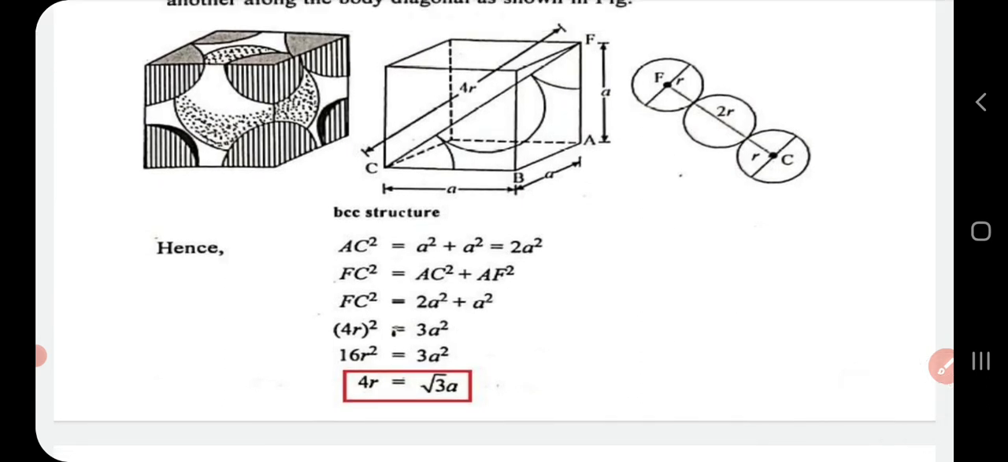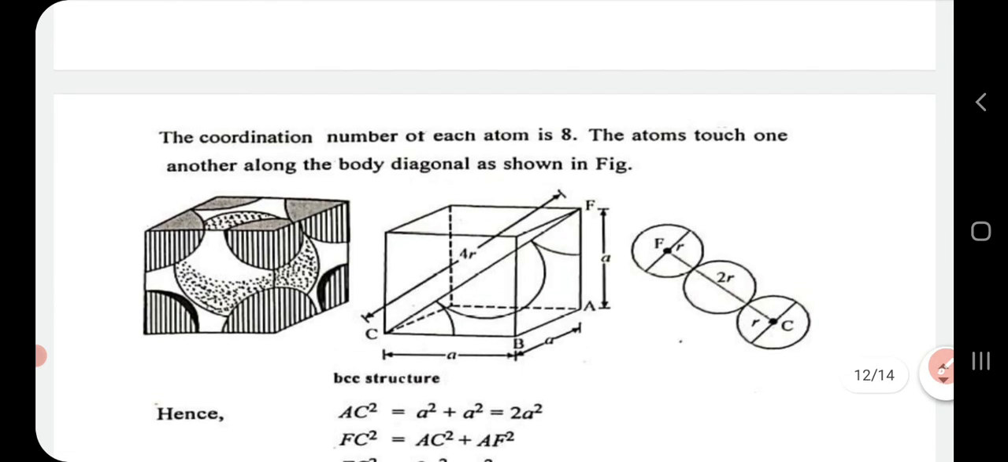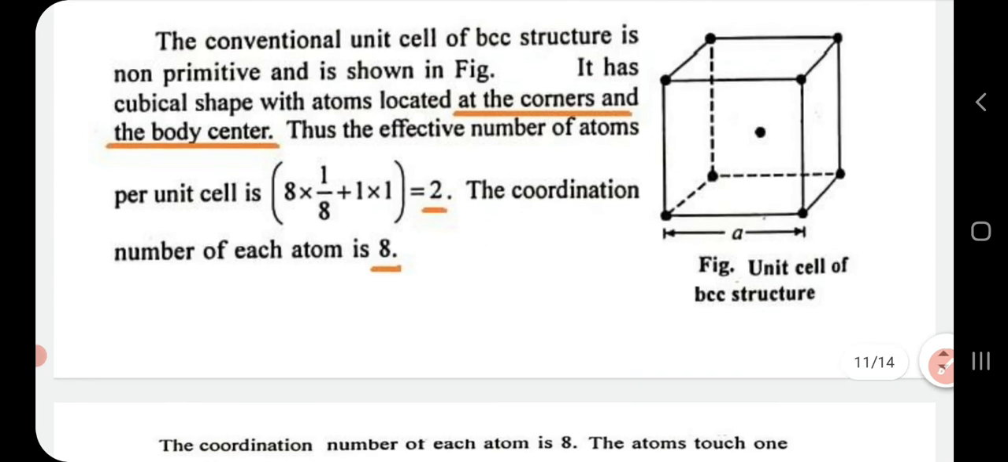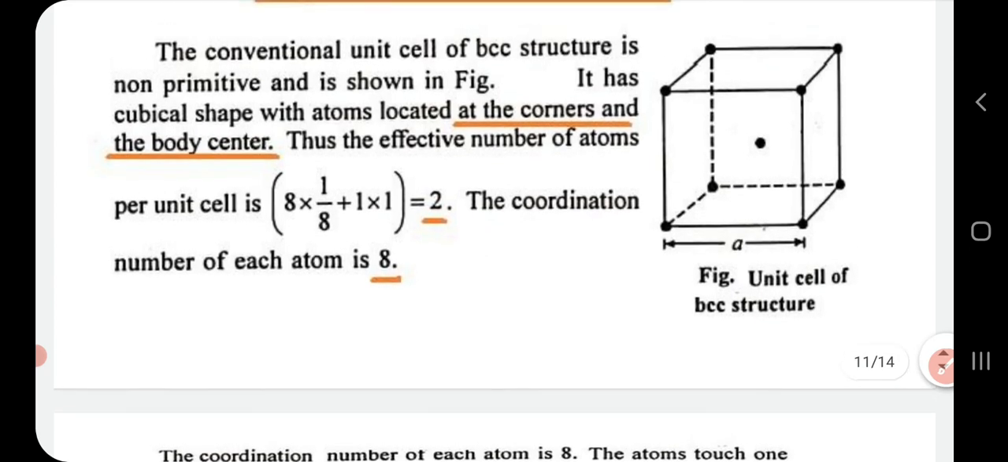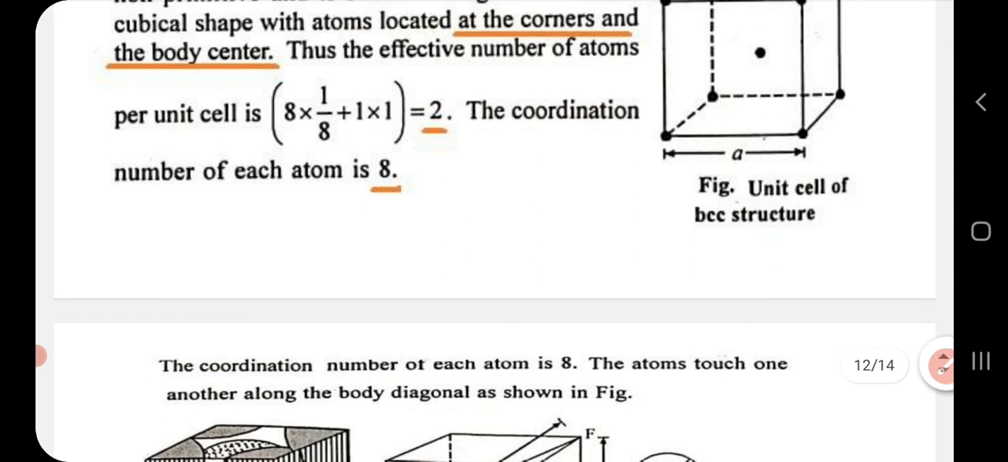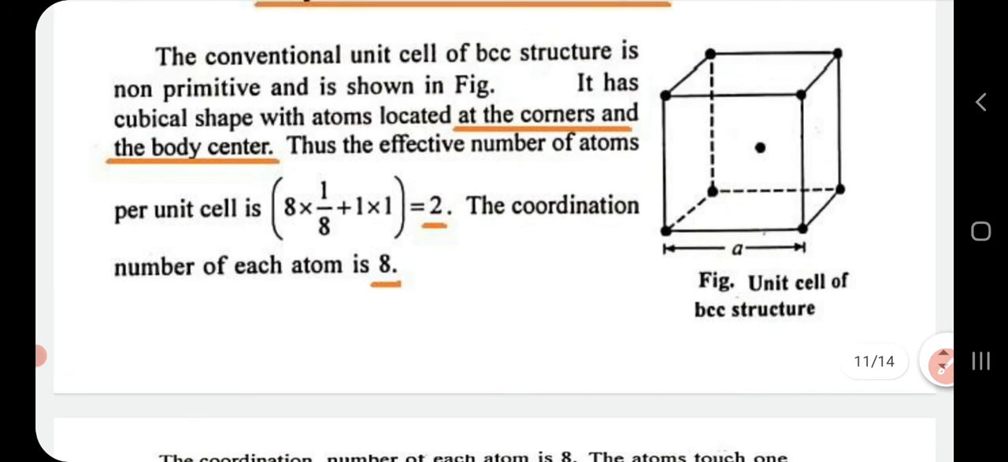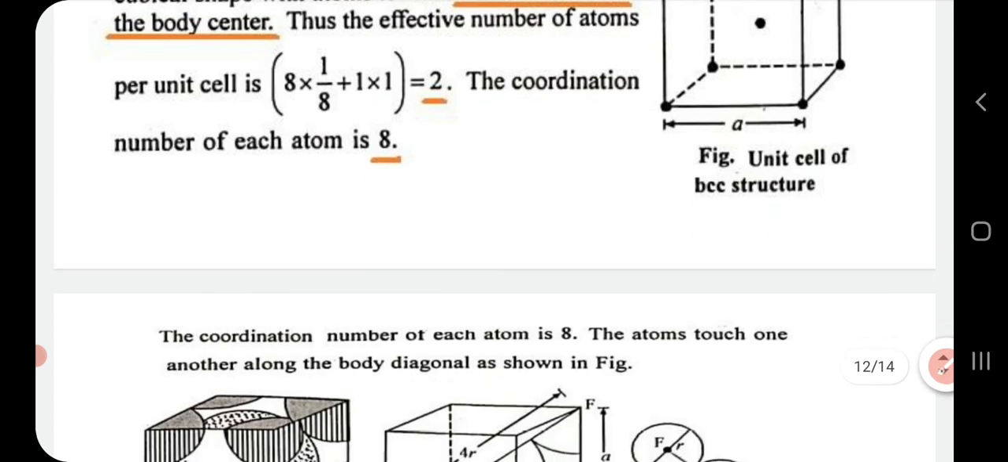So what all things you have to write for BCC? Here the shape of unit cell is body centered cubic, and then the atoms are located at the corners as well as at the body center. Then atoms touch each other along the body diagonal. Coordination number is 8.